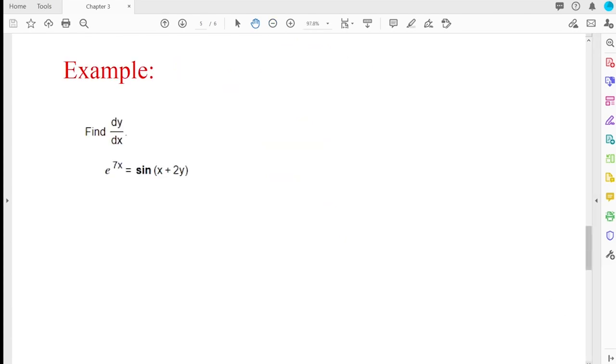Okay, so let's go to the next page. Find out the derivative. Before you do the derivative, first of all, we have to know this. The derivative of e to the u, where u is a function of x, the derivative of this kind of function with respect to x is e to the u times the derivative of u with respect to x.